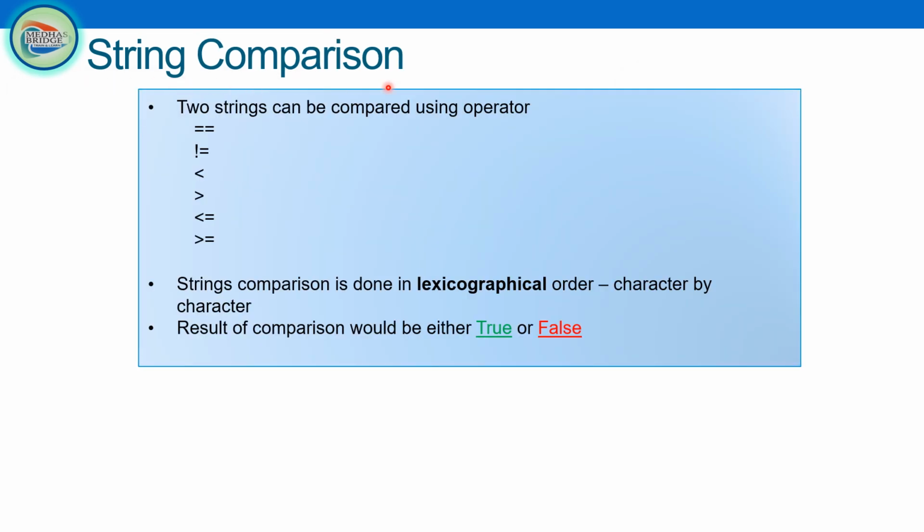String comparison. Two strings can be compared using operator equal to, not equal to, less than, greater than, less than or equal to, greater than or equal to. Strings comparison is done in lexicographical order, character by character. Result of comparison would be either true or false.